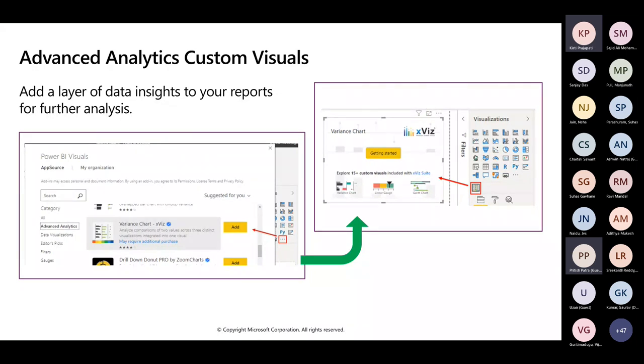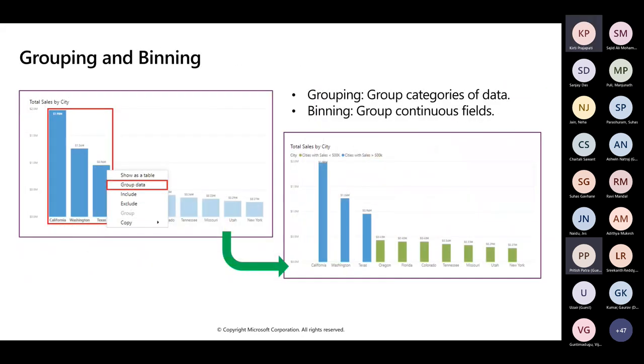We'll see once we jump into that demo section. And then grouping and binning. This is also an important part: when you are creating visuals, Power BI Desktop aggregates your data into groups based on the values it finds in the underlying data. And you can also refine how those default groups are presented, right?